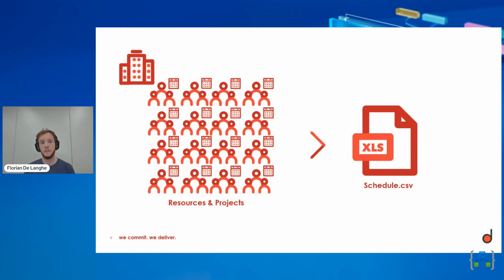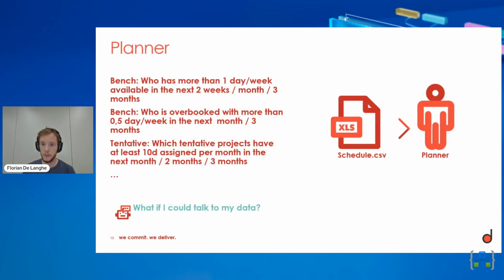My demo is based on a real life example within my company, Delaware. It is a consulting company, which means that we have a lot of resources and a lot of projects. These are all combined into a scheduled CSV, and a planner will read this CSV to interpret and to know who has more than 1 day a week availability for the next months, within 3 months, or are some people or resources overbooked and do we have to change the planning there, or are there tentative projects that have 10 or more days planned next month, but these are not confirmed, which is a risk where we'll have to reschedule some resources.